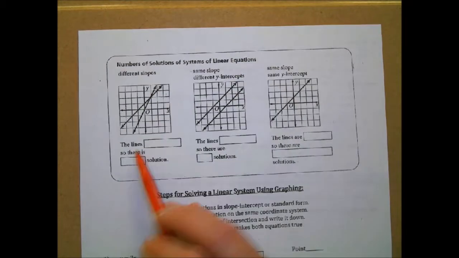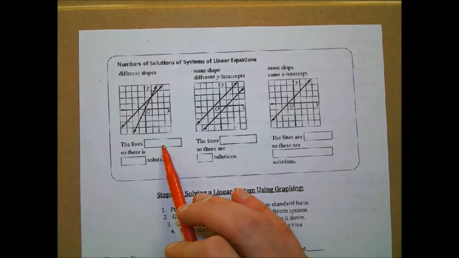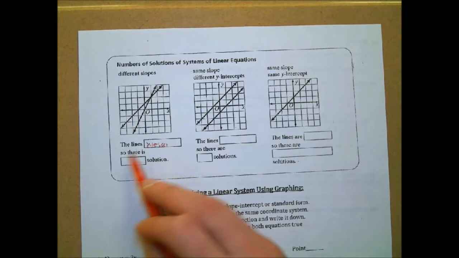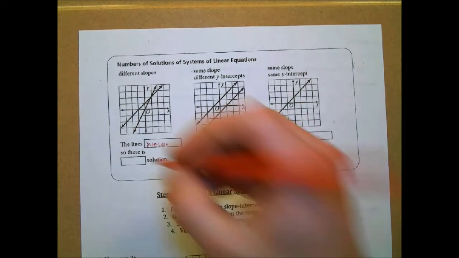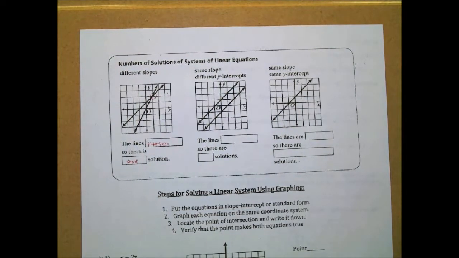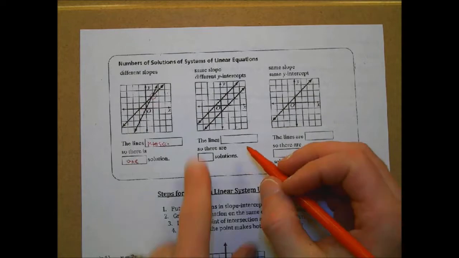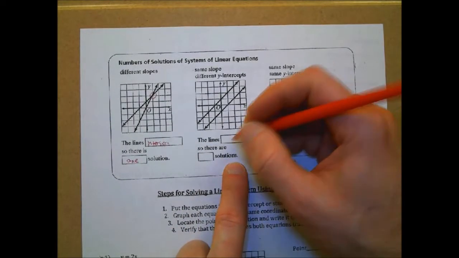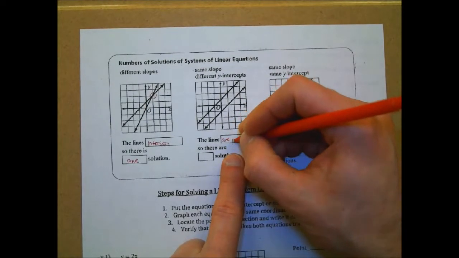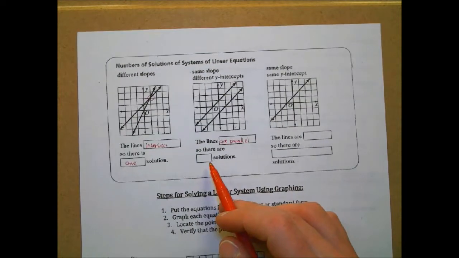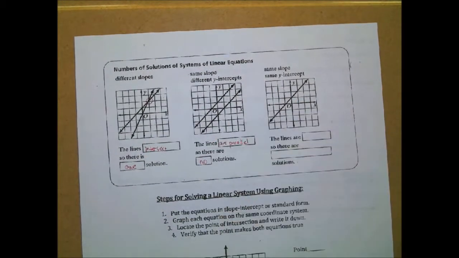The lines blank. What do you think we should put there? Intersect. Very good. The lines intersect, so there is blank solution. 1. You can see it's right there. There's that 1 solution. The lines blank, are parallel or don't intersect. I'm going to say are parallel. So there are blank solutions. No solutions, right? They never intersect.